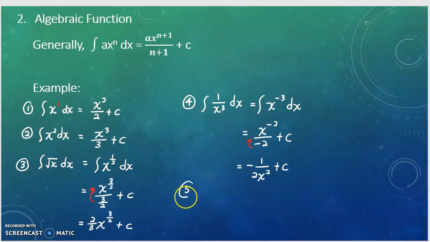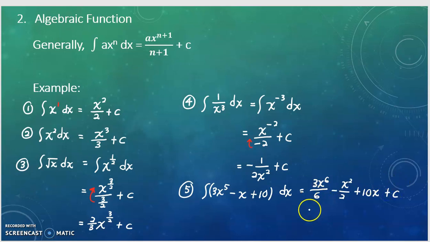Number 5. I try to combine algebraic function with constant. Let's say integrate 3x to the power of 5 minus x plus 10 with respect to x. From here, 5 raised by 1 becomes 6, so I have 3x to the power of 6 over 6. Integrate negative x, and I should have negative x squared over 2. Integrate 10, I should have 10x, and then plus c. If I simplify, I should have x to the power of 6 over 2 minus x squared over 2 plus 10x plus c.